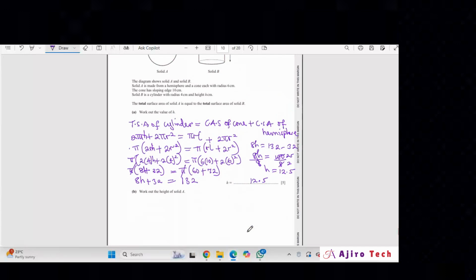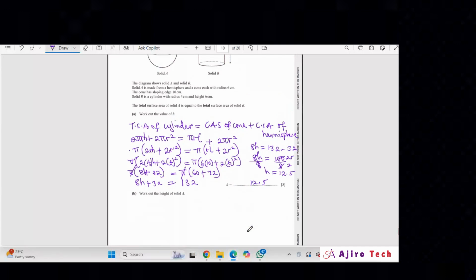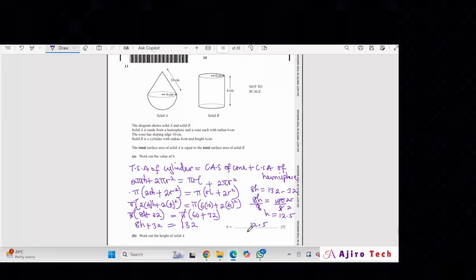Then this question here is this. It says, work out the height of solid A. Where is solid A? That's solid A. But before we solve that height, let's get here first. We already know here to be 6 because that is also going to be the radius. So from here, this is going to be our S now. So let me get the height of that cone. If I get the height of the cone, I'll get the height of the solid shape.